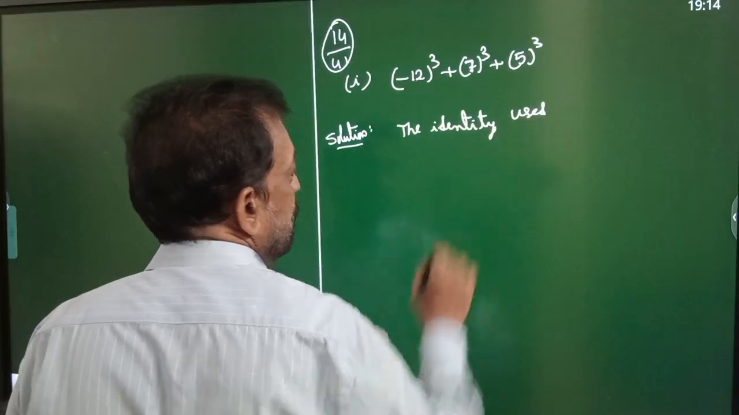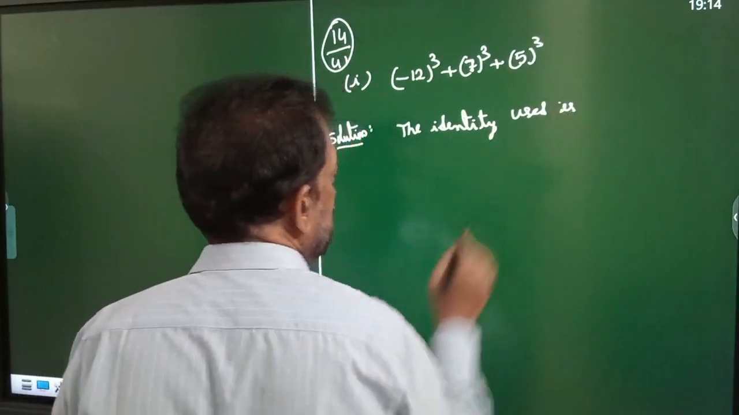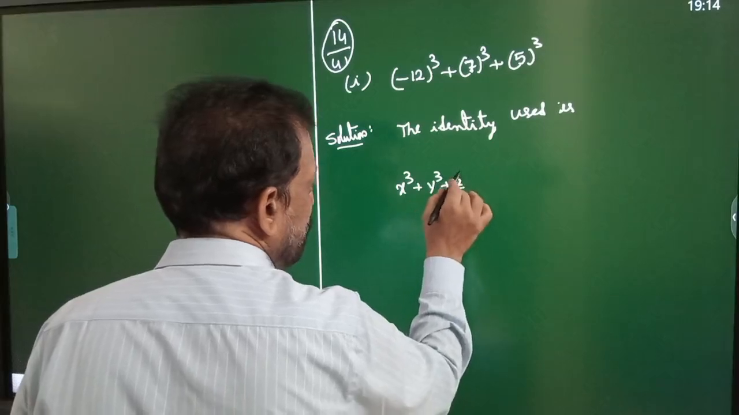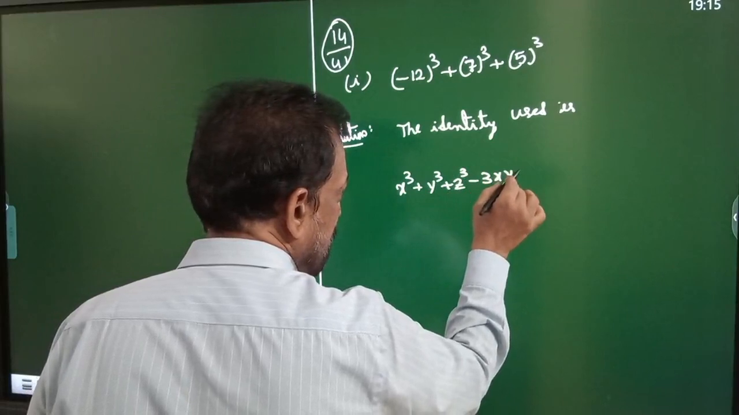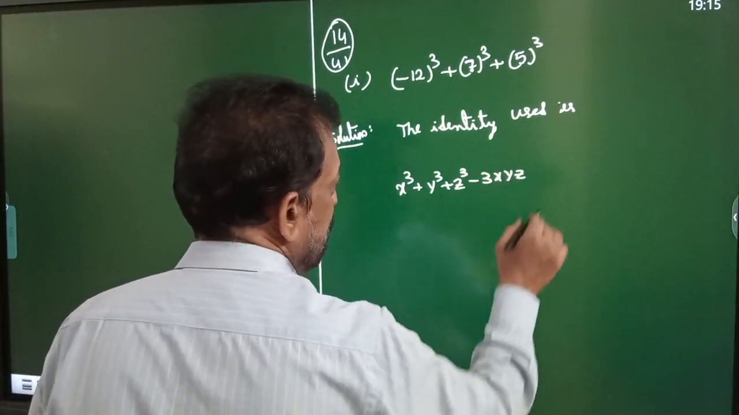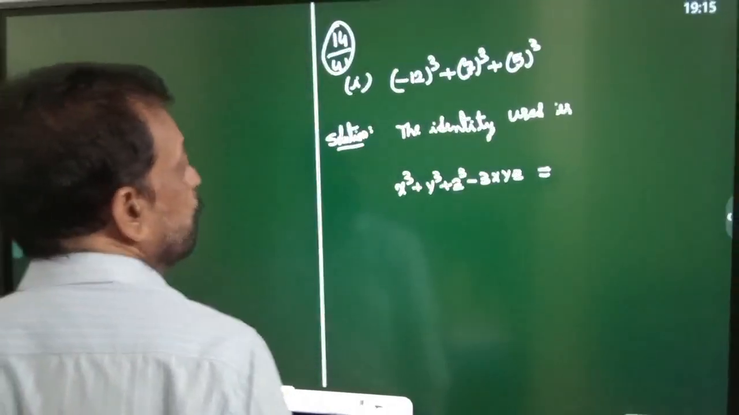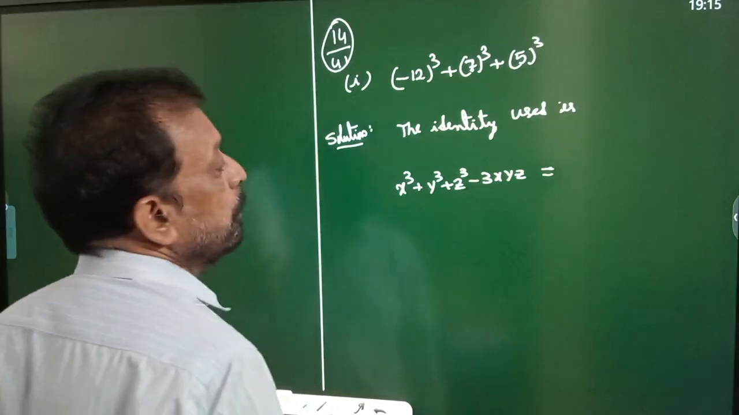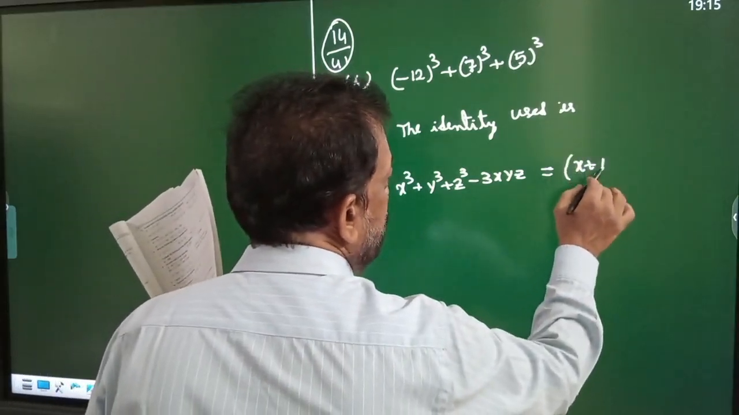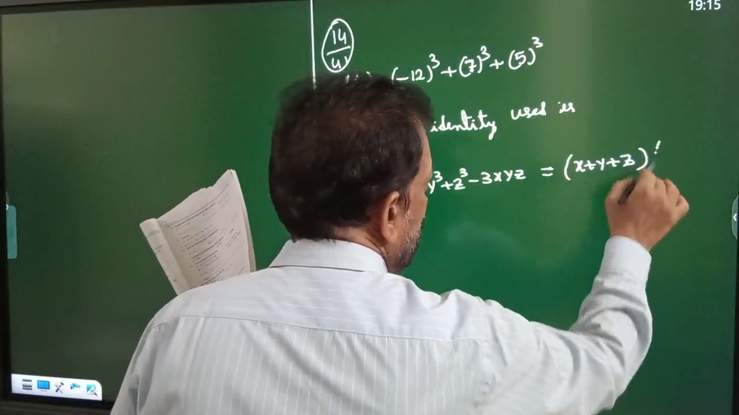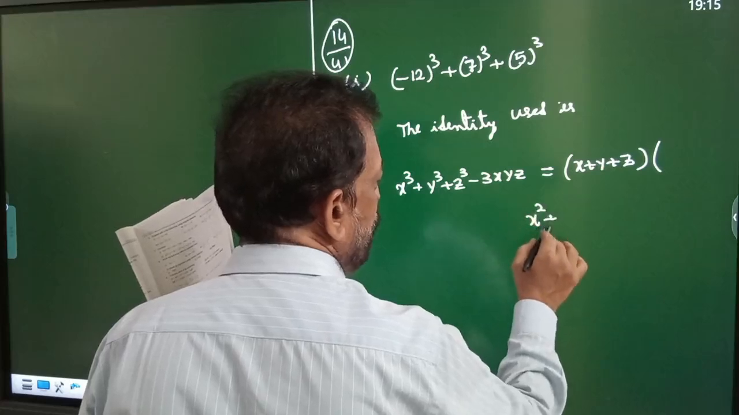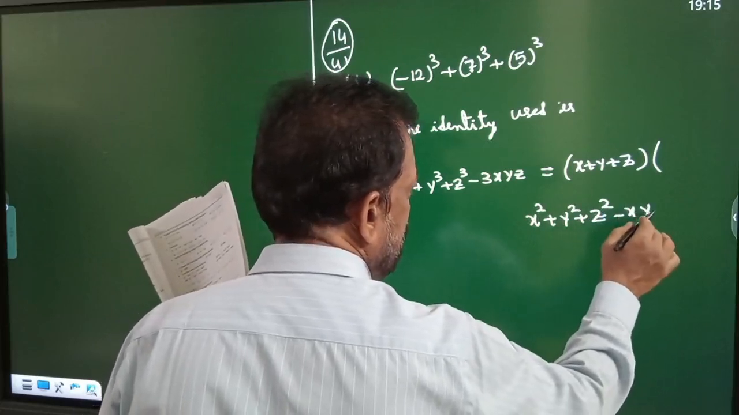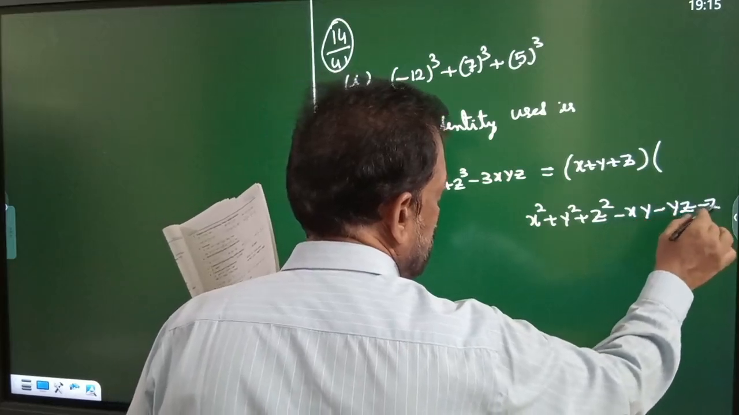The identity used is, what is the identity? x cube plus y cube plus z cube minus 3xyz is equal to (x plus y plus z) into (x square plus y square plus z square minus xy minus yz minus zx).